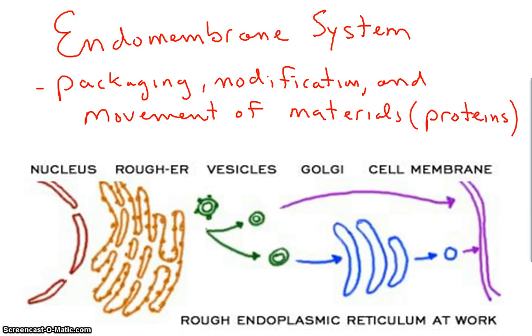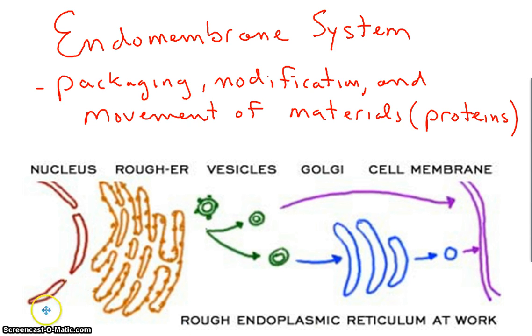Welcome back as we continue our tour of the cell, and at this time we're going to talk about the endomembrane system. So how we produce proteins and then either use them right in the cell or ship them out of the cell for use other ways. And that is part of the endomembrane system. So it's going to be the packaging, modification, and movement of materials, specifically proteins.